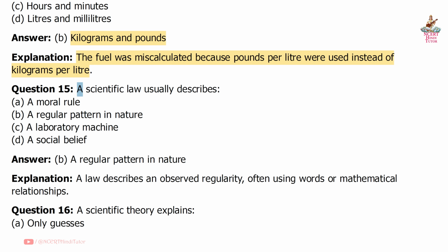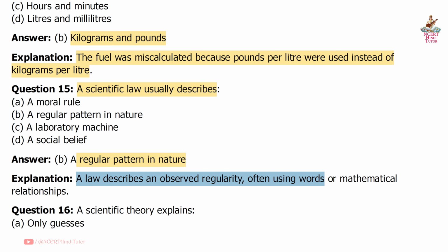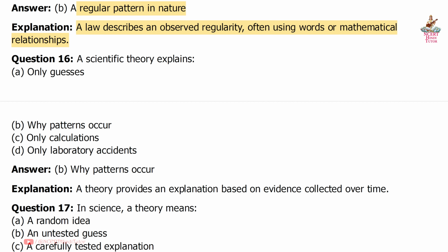Question 15. A scientific law usually describes: Answer B. A regular pattern in nature. Explanation: A law describes an observed regularity, often using words or mathematical relationships. Question 16. A scientific theory explains: Answer B. Why patterns occur. Explanation: A theory provides an explanation based on evidence collected over time.